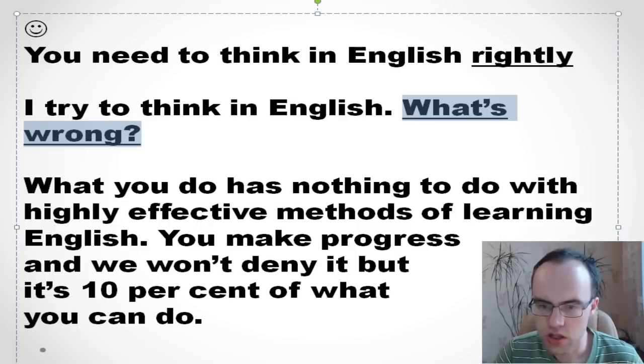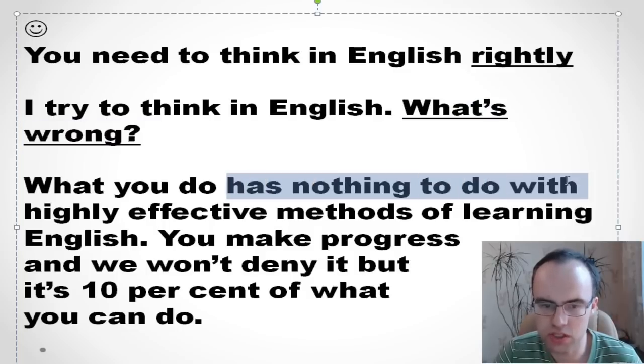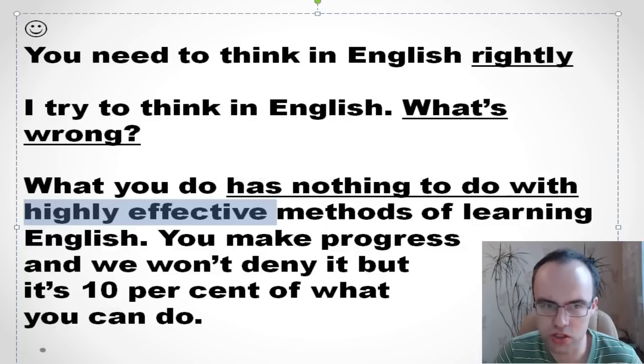What you do has nothing to do with highly effective methods of learning English. So, what you do, it means it's not about effective. It has nothing to do with, it means it's not about, or it isn't about highly effective or very effective methods of learning English. So it isn't so effective. Okay, so you make progress. Yeah, I would say you make progress.